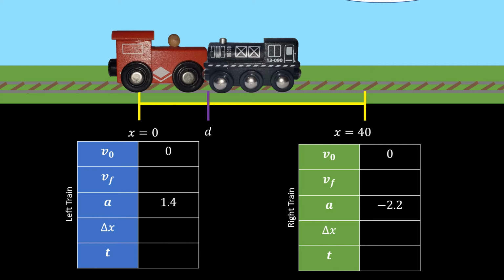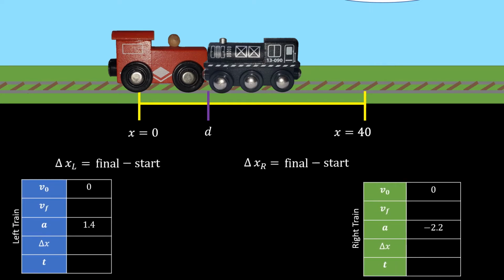We can plug in the values given to us in the problem statement. Don't forget that the train on the right is accelerating in the leftward, or negative, direction. Hence the negative 2.2 we listed in the table. Now, let's take a look at the displacement of the trains. Displacement is calculated by finding the difference between the final and starting locations. The left train started at 0 and ended at D, while the right train started at 40 meters and also ended at D.